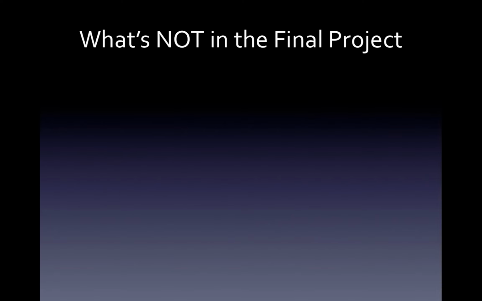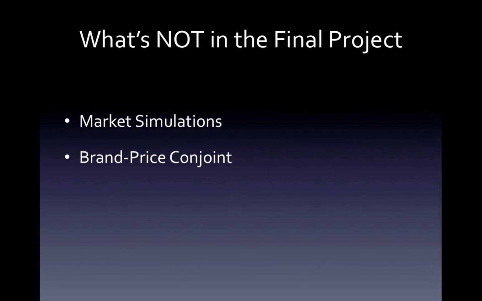Okay, so what's not in the final project? Let's talk about that. We're not going to do anything with simulations. I think simulations is one of the coolest things ever. You'll see it again on the next exam, but it's not going to be in the final project. I want to simplify this for you. Brand price conjoint was a class that we took out, and for good reason, and that will not be in the final project. In other videos, you'll see that I've got the databases up there, but brand price conjoint is out. You do not have to do that.